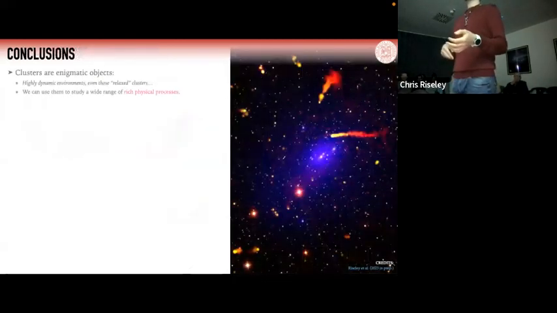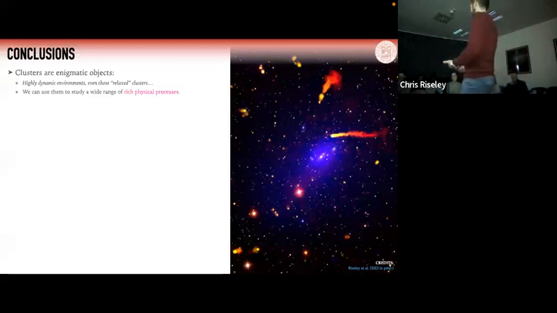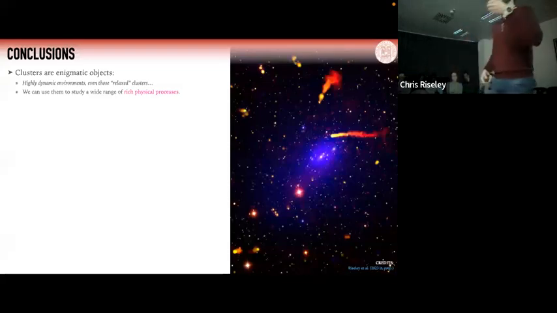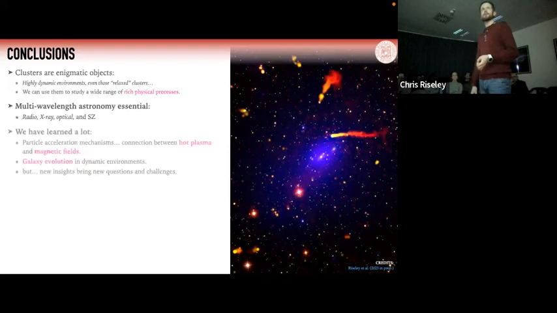So to my conclusions: clusters are super cool, enigmatic objects, highly dynamic environments. There's not really any such thing as a relaxed cluster, because even those that don't look like they're undergoing a merger have turbulence. And so we can use them to study a wide range of physical processes. The multi-wavelength approach is absolutely essential. You can't do this without radio and X-ray. Optical is extremely handy, and SZ is also very useful because we're going to be waiting a little while for the new generation of X-ray telescopes, unfortunately.